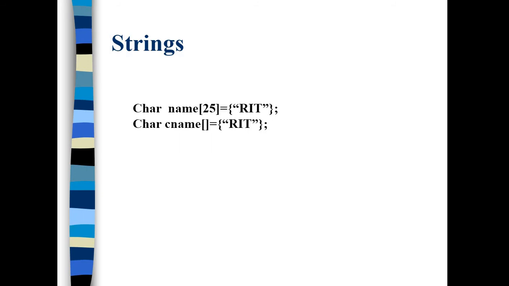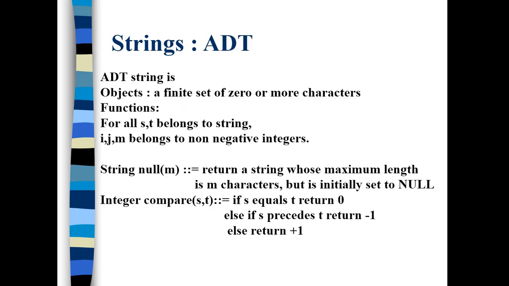So you know about strings very clearly. A group of characters within double quotes will be called strings. Here examples are given. If you give character name of 25 equal to RIT, that is also valid. If I give character name only the brackets and RIT, then accordingly, based on how many characters I have, the memory space will be allocated.